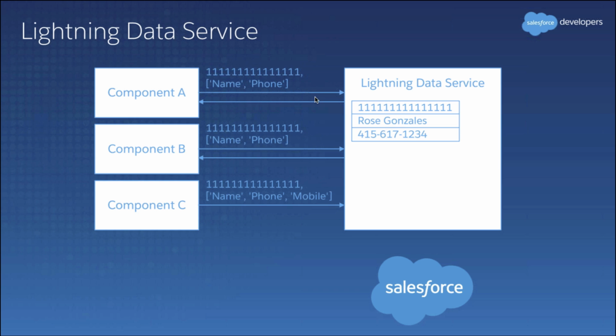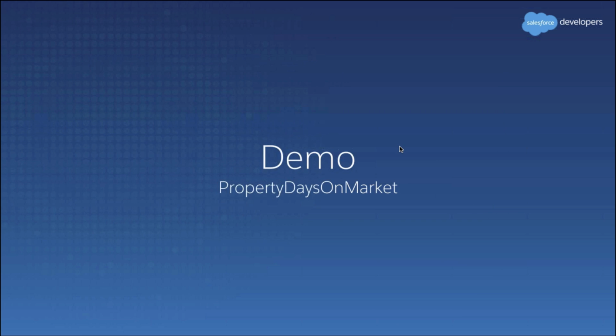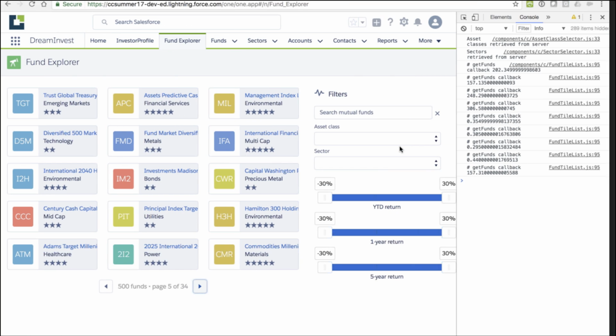So the Lightning Data Service is going to say, okay, I have that record, but I don't have that field yet. So behind the scenes, it's going to go fetch that additional field, and then it's going to send you the record back. All that is happening behind the scenes. You, as a developer, really don't have anything to do to make that happen. So let's take a look at an example here.